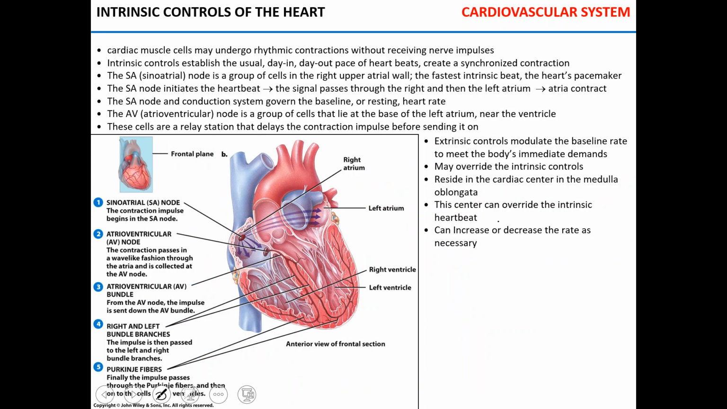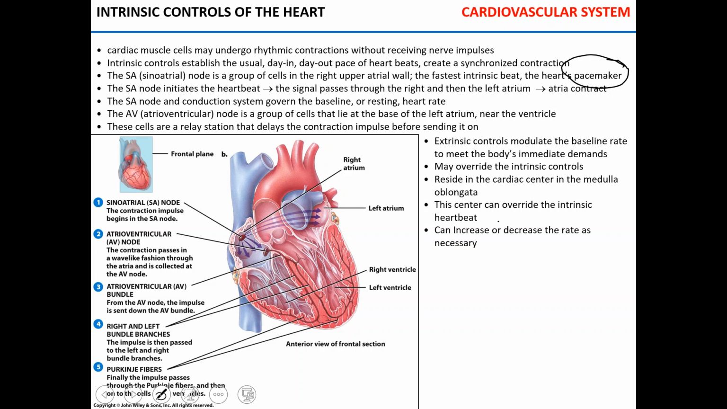So now we're going to move our conversation to the discussion of the intrinsic controls of the heart. Important feature of the heart is that it can contract without any external nervous stimulation due to the presence of so-called pacemaker cells, cells that set up the contraction rhythm. The set of pacemaker cells, called the intrinsic control system of the heart, the conduction system of the heart, establishes an electrical flow through the cardiac muscle.